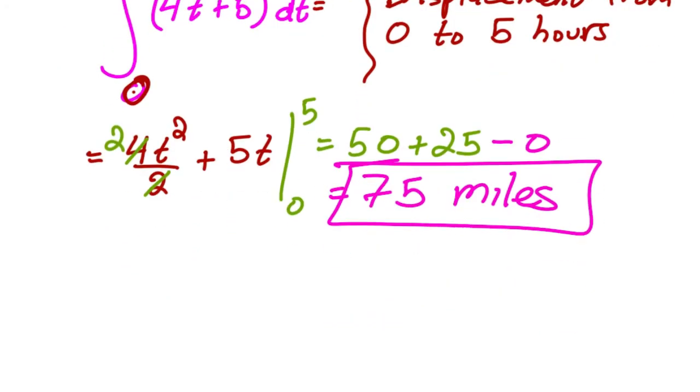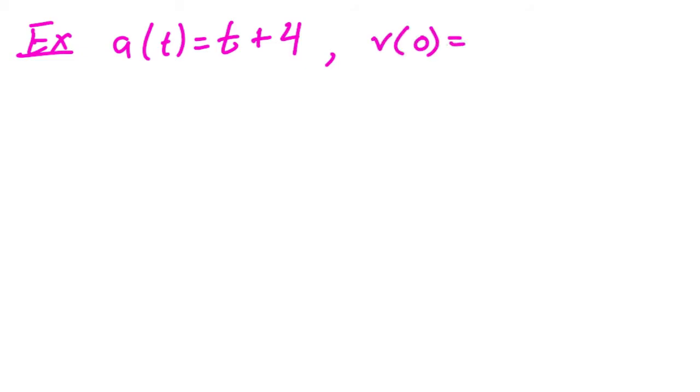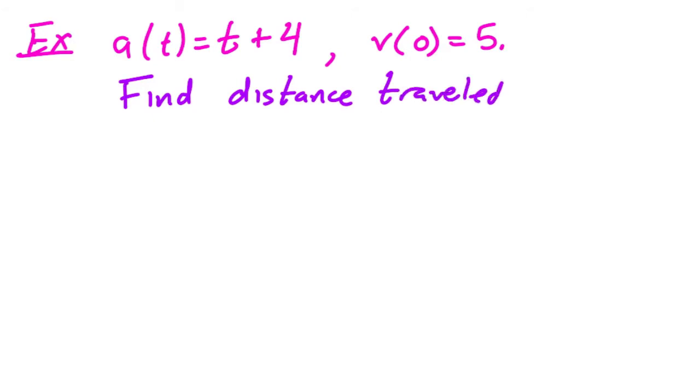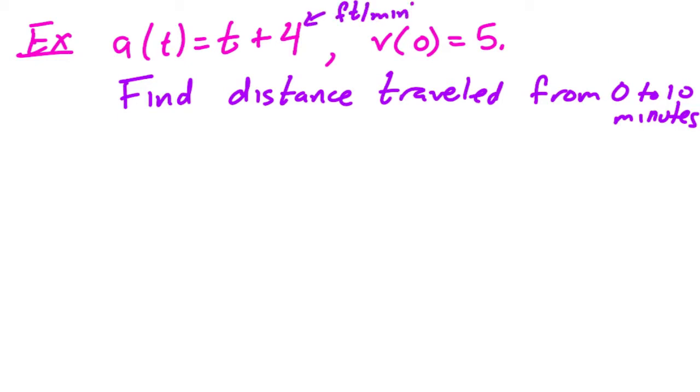Okay, so let's do another example. Let's say we know the acceleration of a particle. I don't know, a car, a bee, turtle, whatever you feel like, is t plus 4. And let's say that we know that the velocity at time equals 0 is equal to 5. And so let's say we want to find the distance traveled from 0 to 10 minutes. Now I haven't given it units, but let's say the units for the acceleration are feet per minute squared.